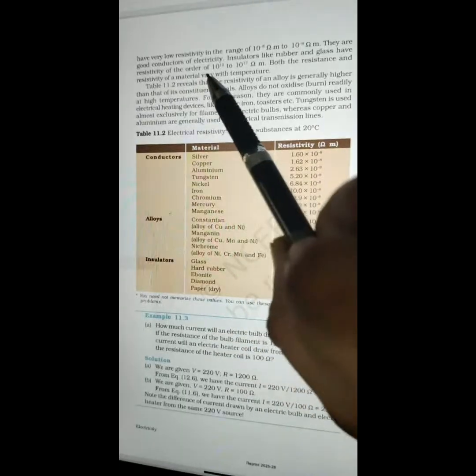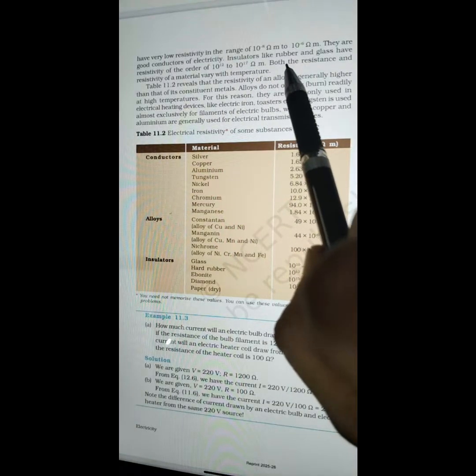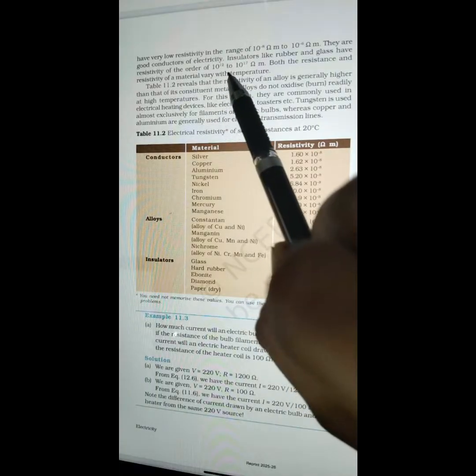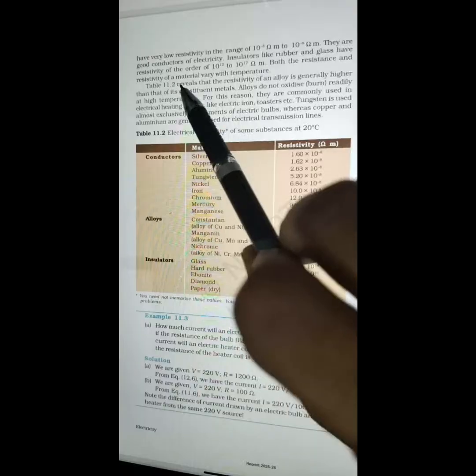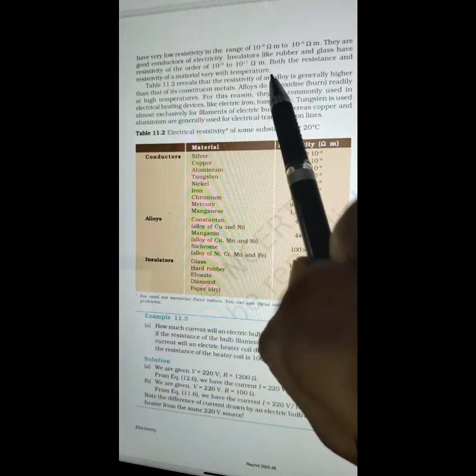The metals and alloys have very low resistivity, in the range 10 to the power minus 8 ohm meter to 10 to the power minus 6 ohm meter. They are good conductors of electricity. Insulators like rubber and glass have resistivity of the order of 10 to the power 12 to 10 to the power 17 ohm meter. Both the resistance and resistivity of a material vary with temperature.